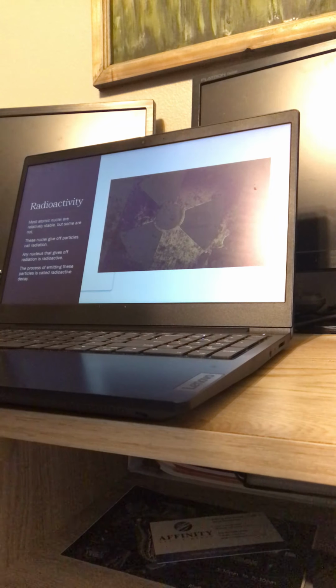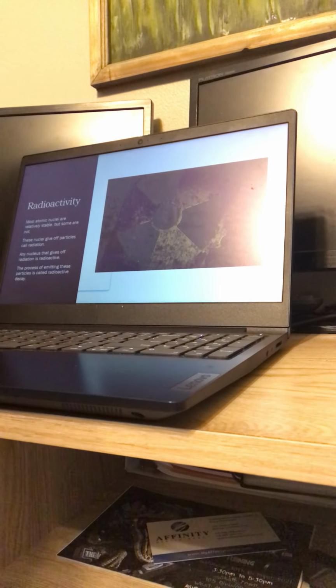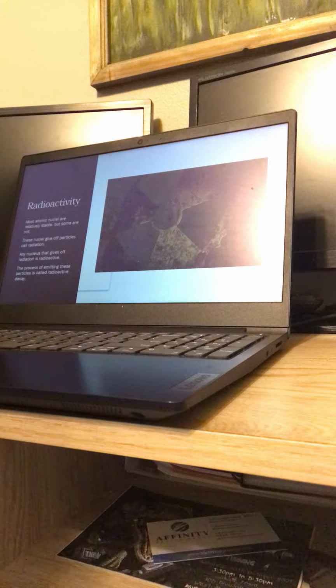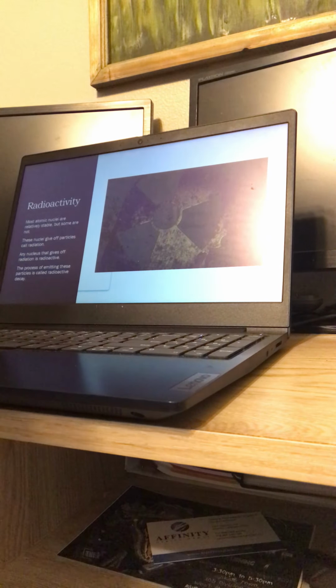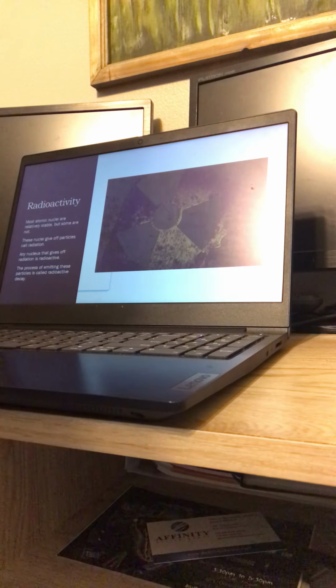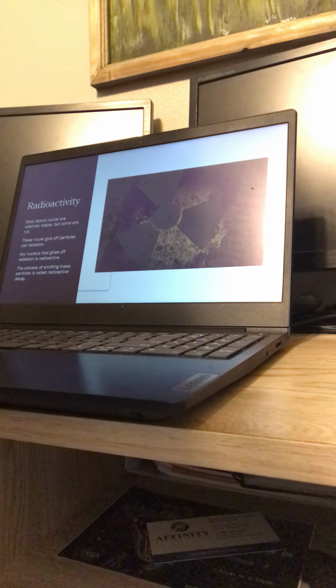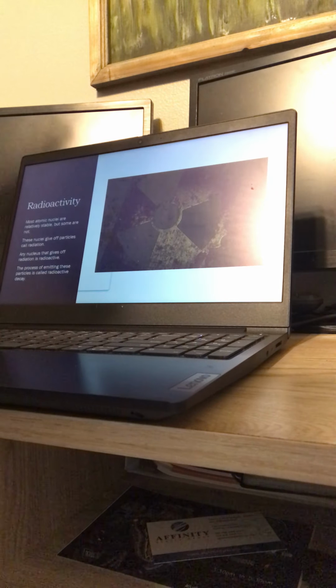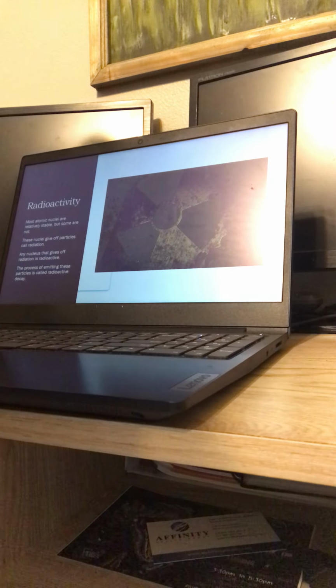So radioactivity: most atomic nuclei are stable, but some are not. These nuclei give off particles called radiation. Any nucleus that gives off radiation is considered radioactive. The process of emitting these particles is called radioactive decay. A lot of our elements that are located at the bottom of the table are radioactive, or I think all of them actually are.